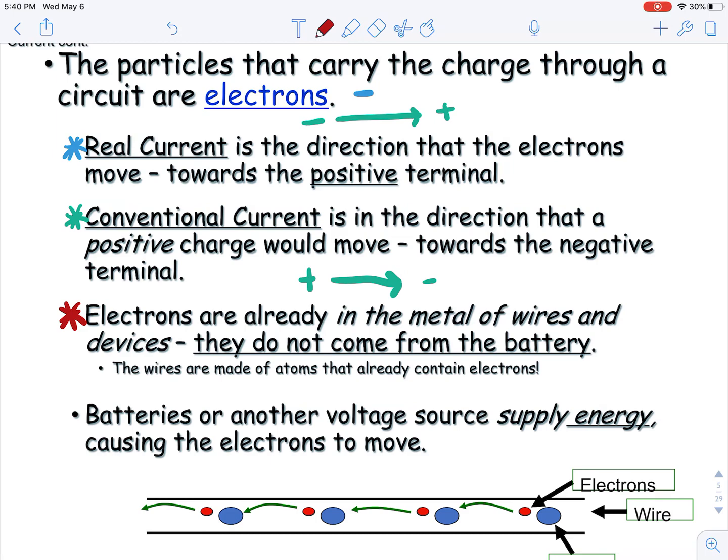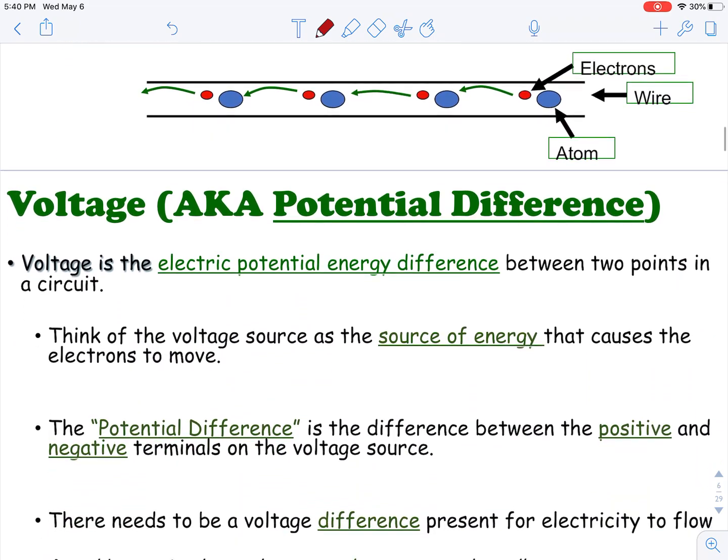So electrons exist everywhere. All the energy companies give us is the energy to push these electrons through the wires and move them around in places where they already exist. So we are not getting electrons from batteries or outlets or anything like that. We are getting energy or voltage, okay?